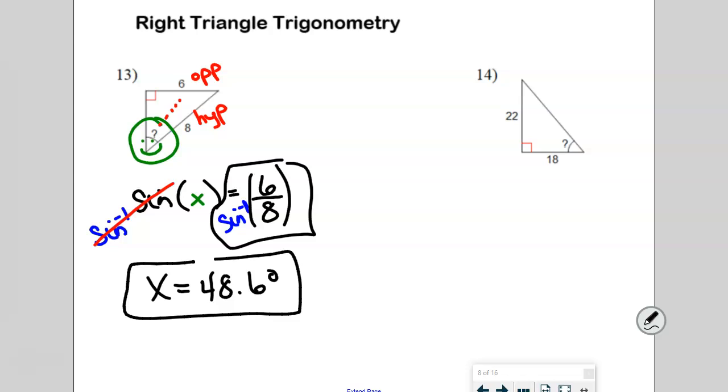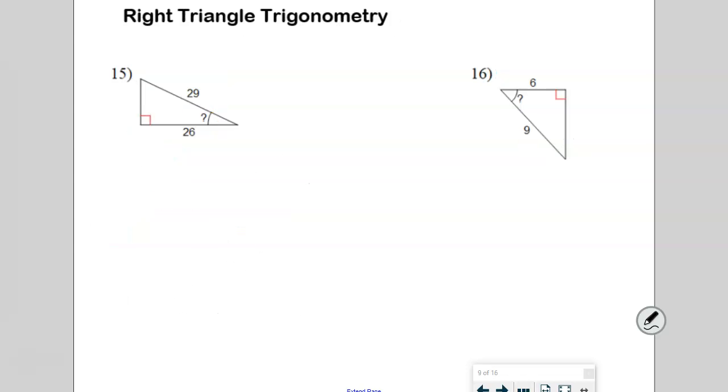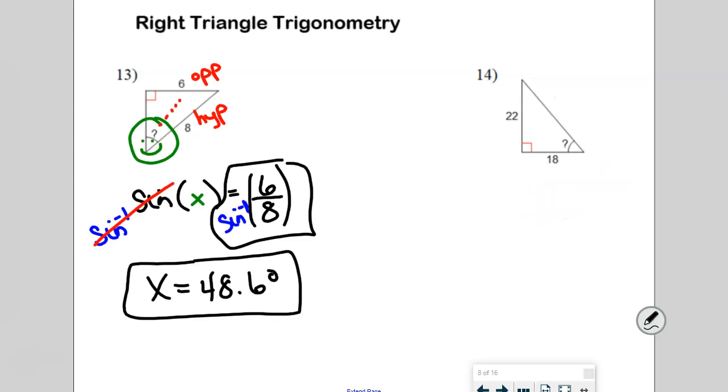All right. So anytime you're finding an angle, you're going to need to do an inverse trig function. Let's take a look at, skipping around, I know, let's look at 14 real quick. Same idea. This time this is the angle that we're trying to find.